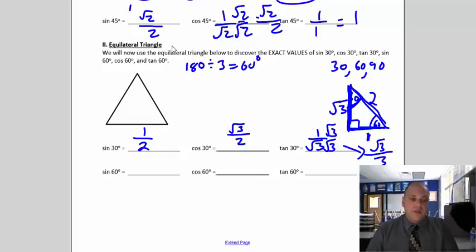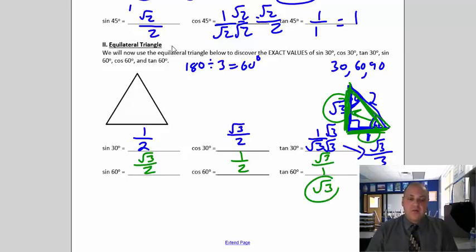Let's do 60 now. Here's the 60-degree angle. The opposite is radical 3. The hypotenuse is 2, so I have radical 3 over 2. The cosine is 60 adjacent over hypotenuse. That's 1 over 2. And then tangent of 60, opposite. So here's the opposite, radical 3 over adjacent 1. So it's radical 3 over 1, and that's just radical 3.